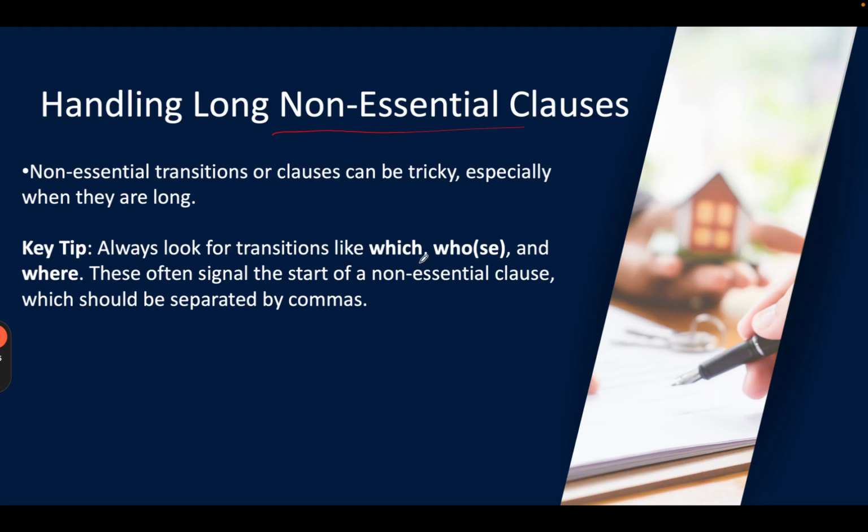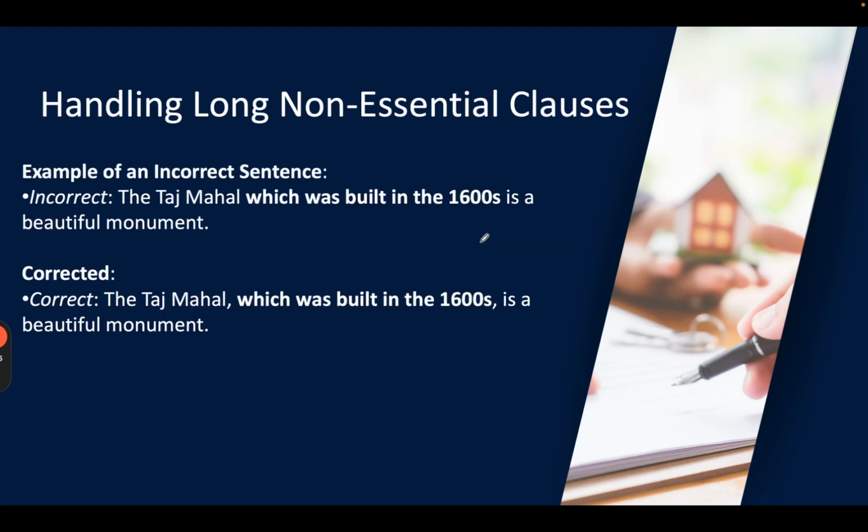Always look for transitions like which, who, whose, and where. These transition words, most of the time, begin the non-essential clauses. When you see a comma which, or a comma who, or a comma whose, or a comma where, you should know probably this is a non-essential bit, so be careful already. Now let's look at some examples.